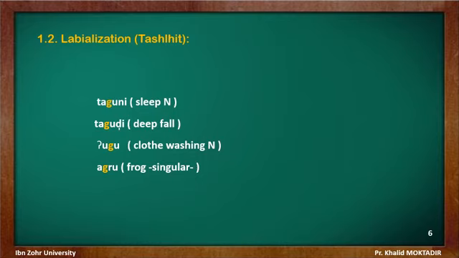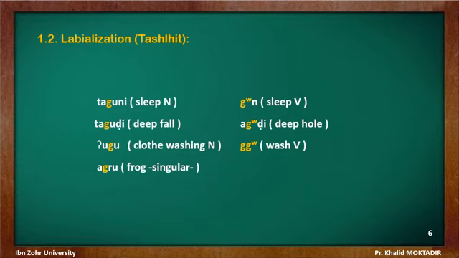Now here we have the voiced velar stop g followed by a rounded vowel in the words daguni, dagudi, ugu, and agru. Now notice what happens in morphologically related forms where the g assimilates the rounding of the vowel and becomes a labialized consonant. Gun, agudi, g, igura.